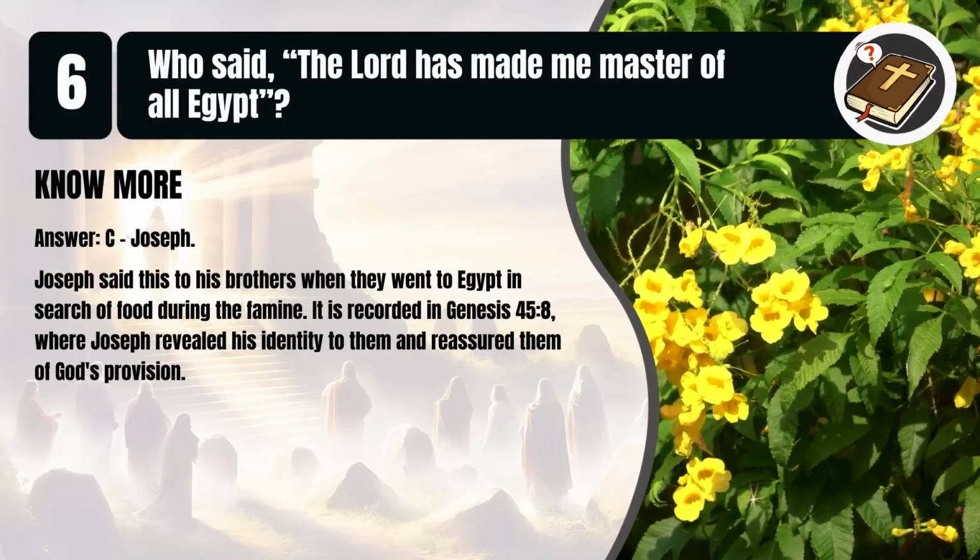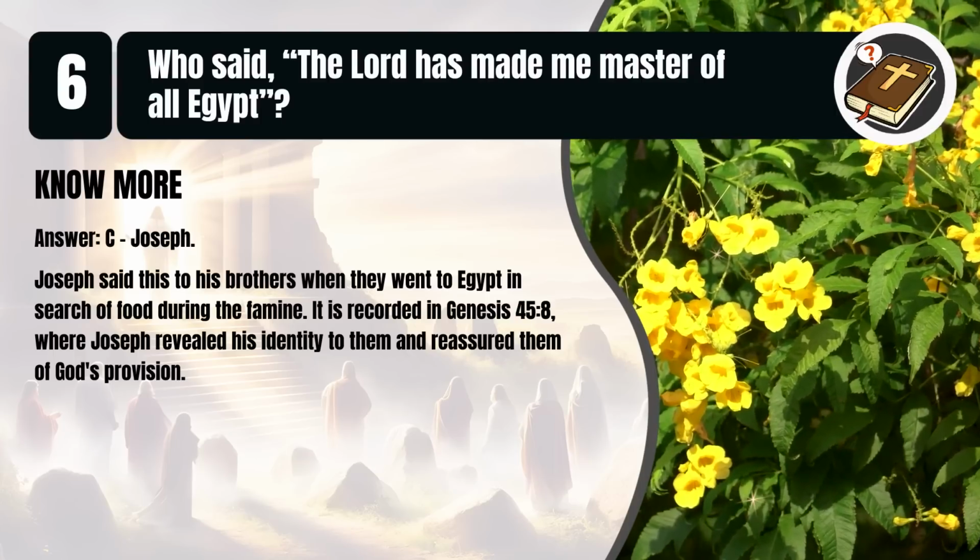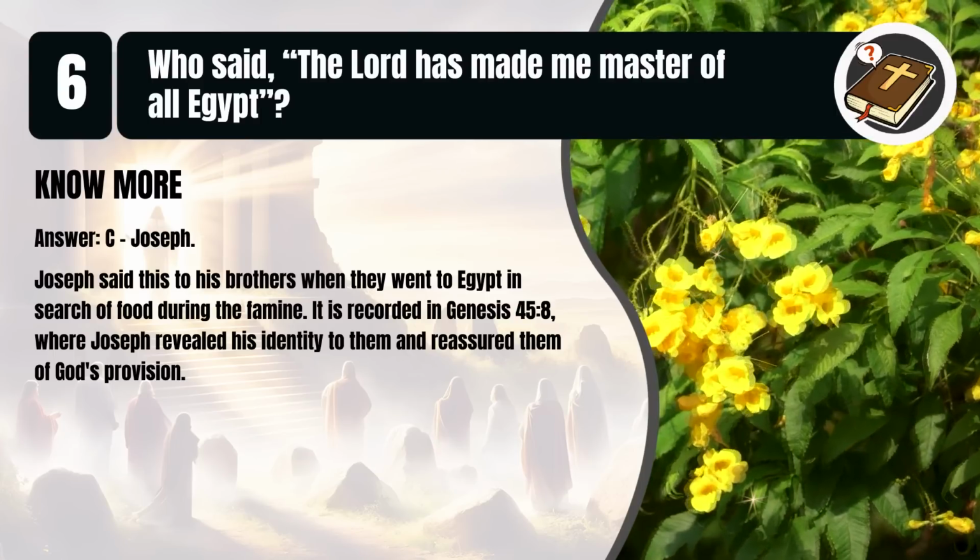Joseph said this to his brothers when they went to Egypt in search of food during the famine. It is recorded in Genesis chapter 45, verse 8, where Joseph revealed his identity to them and reassured them of God's provision.